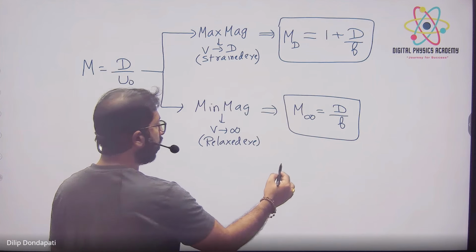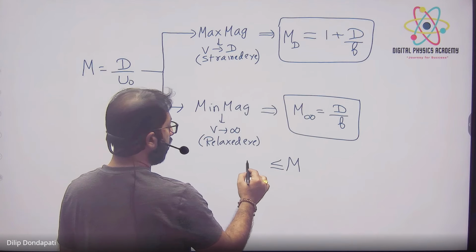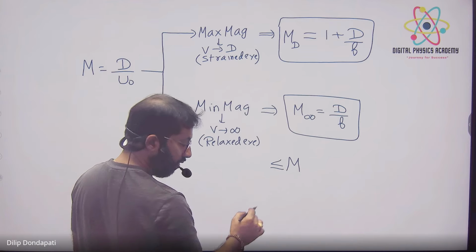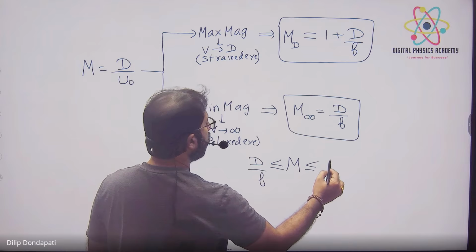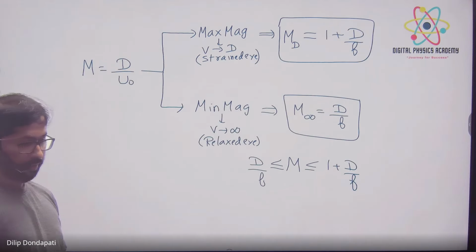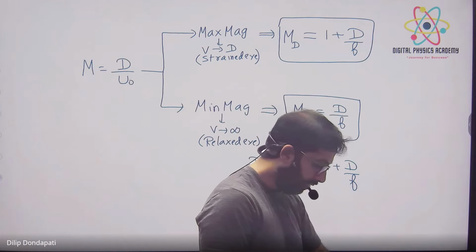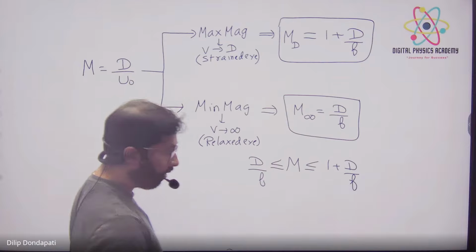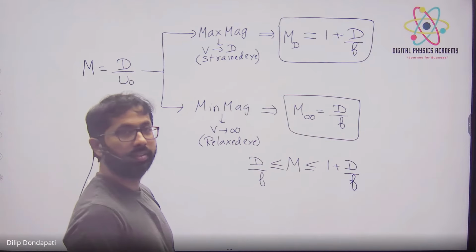And magnification always lies between greater than equal to D by F and less than equal to maximum कितना होगा? 1 plus D by F. Okay, इससे बिलो, इससे ज्यादा नहीं रहेगा, right? चलो. So whenever normal, magnification will always be positive, right?